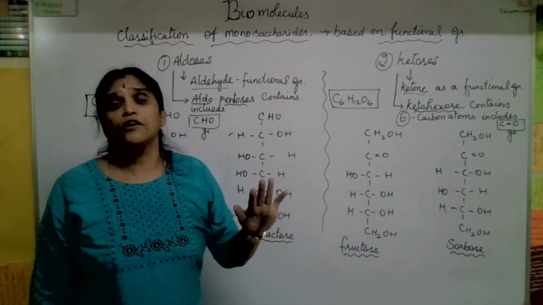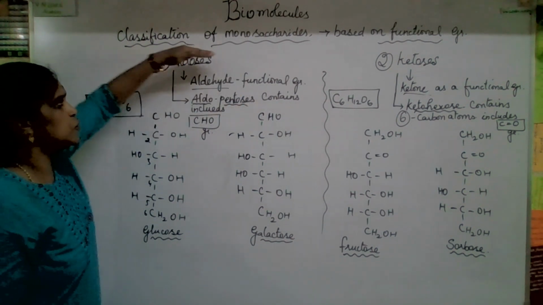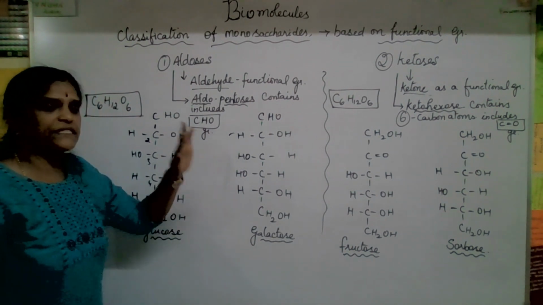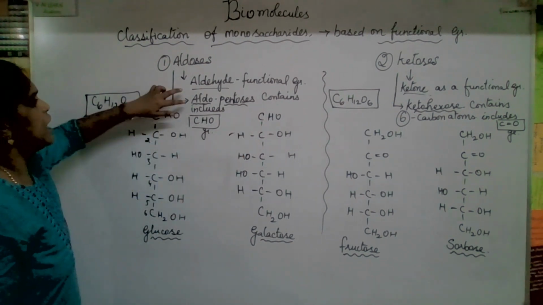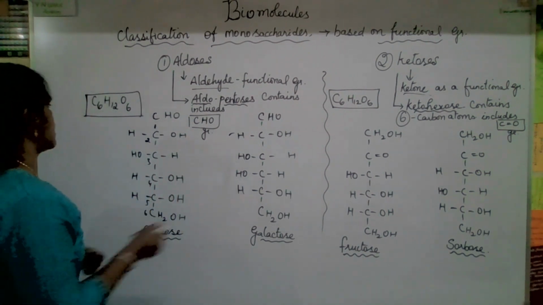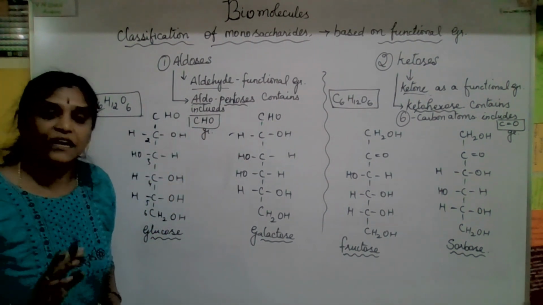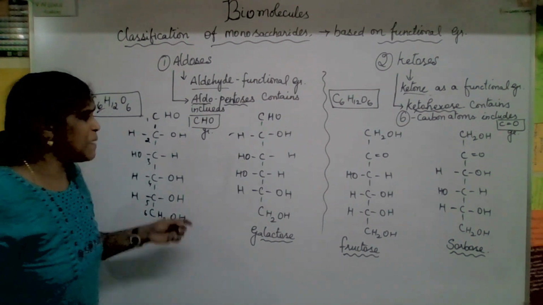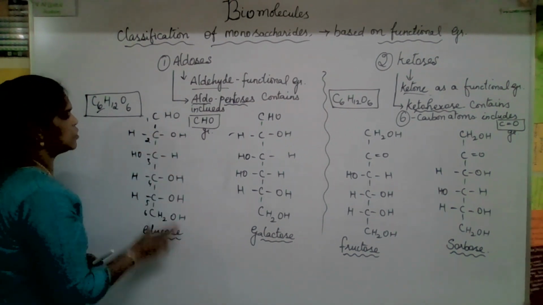Now, how to identify the functional group? Aldehyde is a functional group, so that is aldose. Glucose and galactose have the same functional group, aldehyde. This we can call aldohexose. How many carbons are available? 6 carbons are there, and the first carbon has the aldehyde functional group. So here 1, 2, 3, 4, 5, 6. How to remember? This is like an HOH zigzag. You just remember this is glucose. What is the formula?